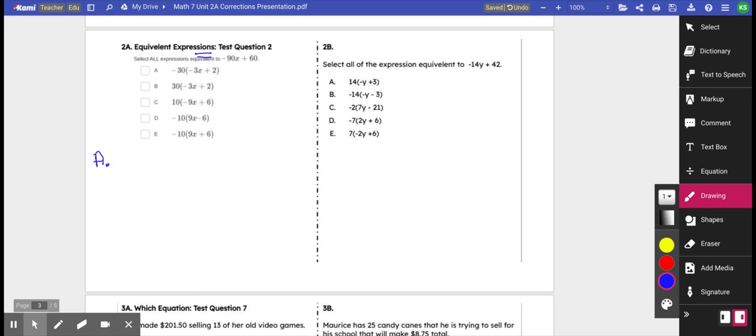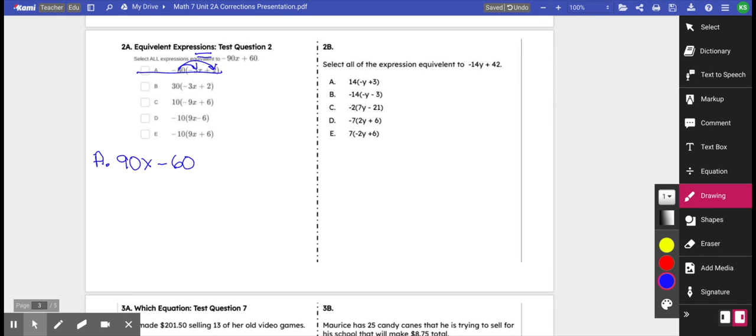Okay, on all of these we have to distribute. So we have to distribute the negative 30 to the 3x. So a negative times a negative is a positive. So we get positive 90x, and negative 30 times 2 is negative 60. 90x minus 60. Well, that's not the same. So we know that A is not the correct answer.